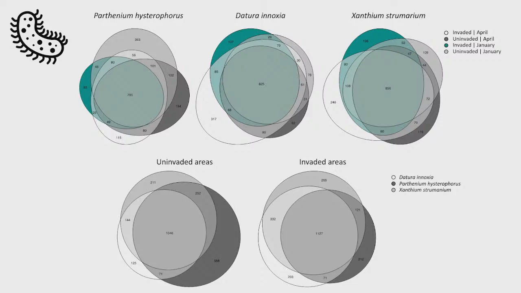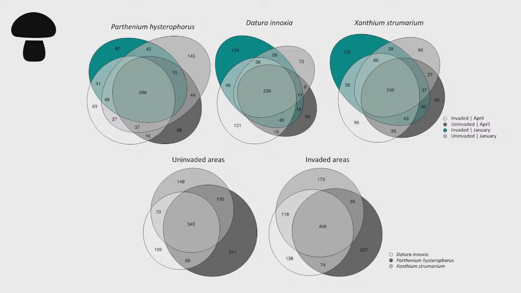Now, exactly the same numbers, but we break them into the uninvaded areas, and we have different colors for Datura, Parthenium, and Xanthium sites. We can also see a high number of OTUs that appear only in Parthenium sites. But when we go to the invaded areas, the OTUs that appear only in Parthenium sites are much fewer. So obviously Parthenium is doing something there. If we look at the same with fungi, we see exactly the same trend: a high number of OTUs linked to uninvaded areas in Parthenium, and a large number of OTUs linked to invaded areas with Datura and Xanthium.